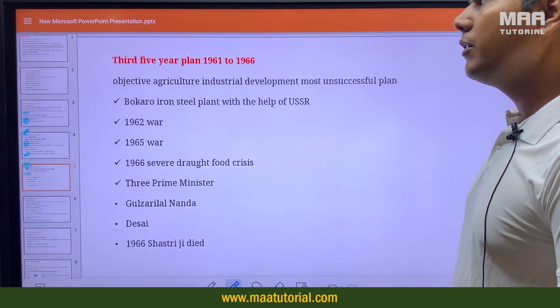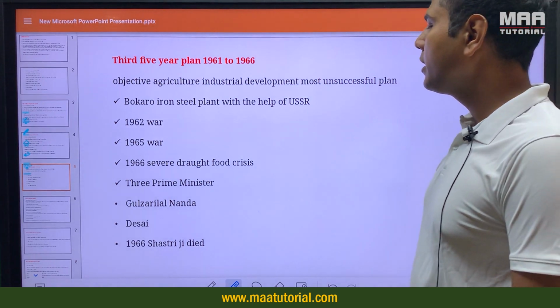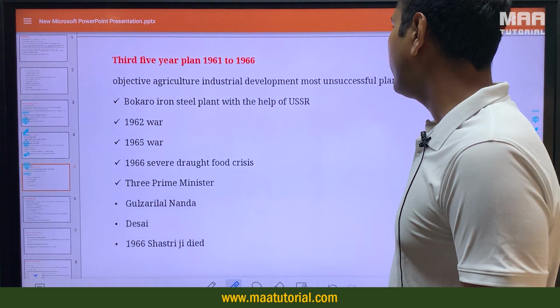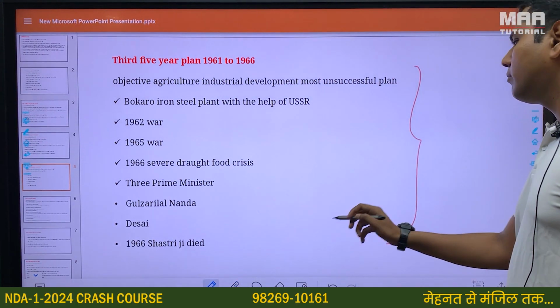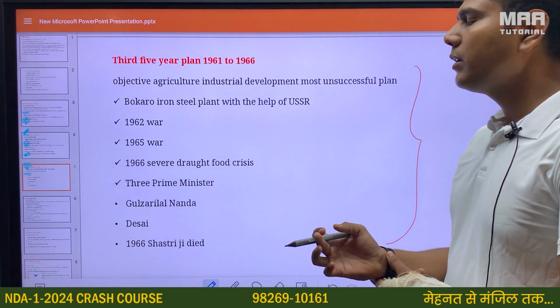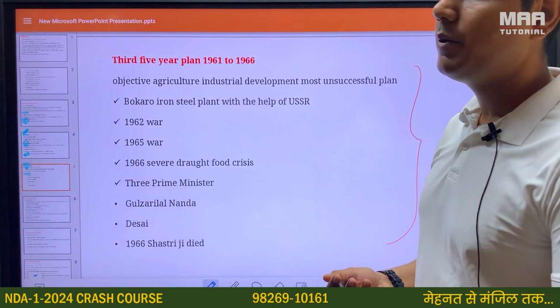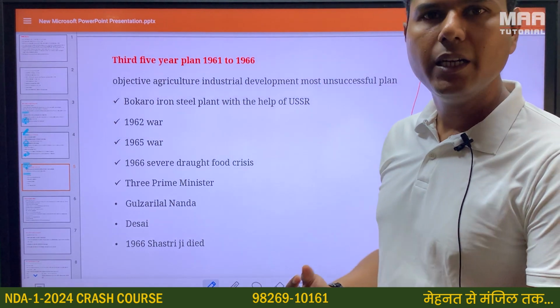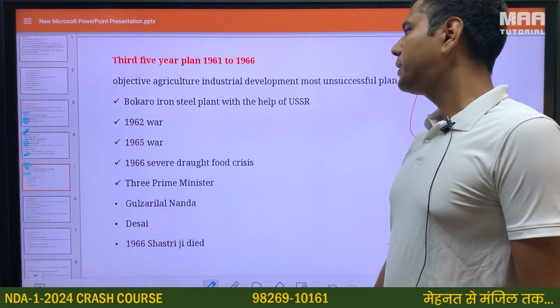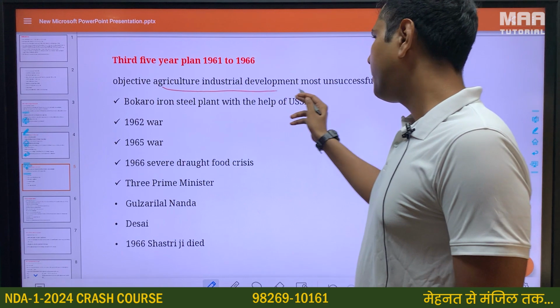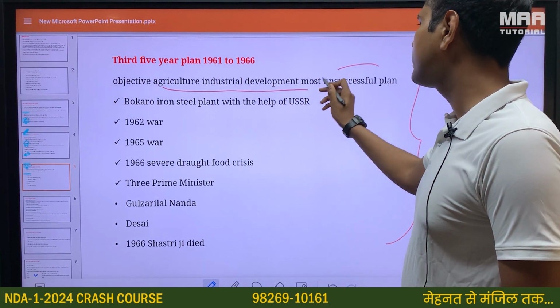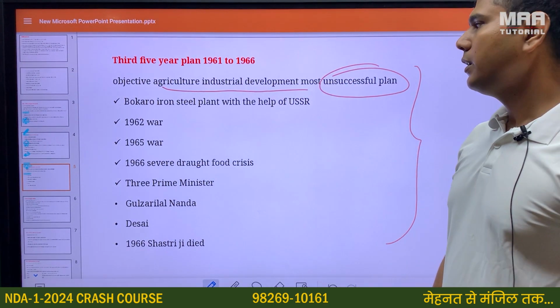Now the third 5-year plan comes in, and the third 5-year plan was a very disturbed plan. Why? It was very disturbed because there were big challenges faced by our country, India. The objective was agricultural and industrial development. It was a most unsuccessful plan. Why? Let's see why.